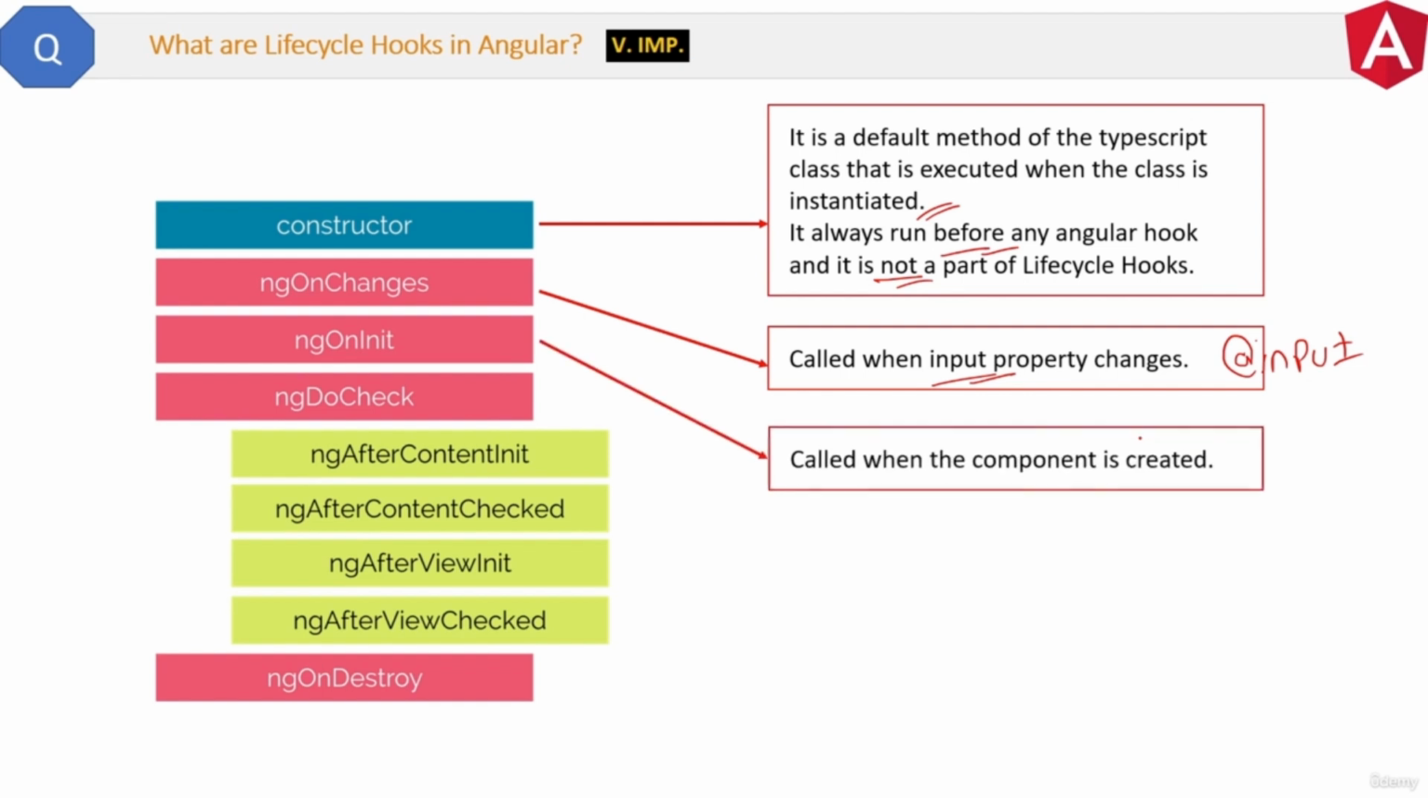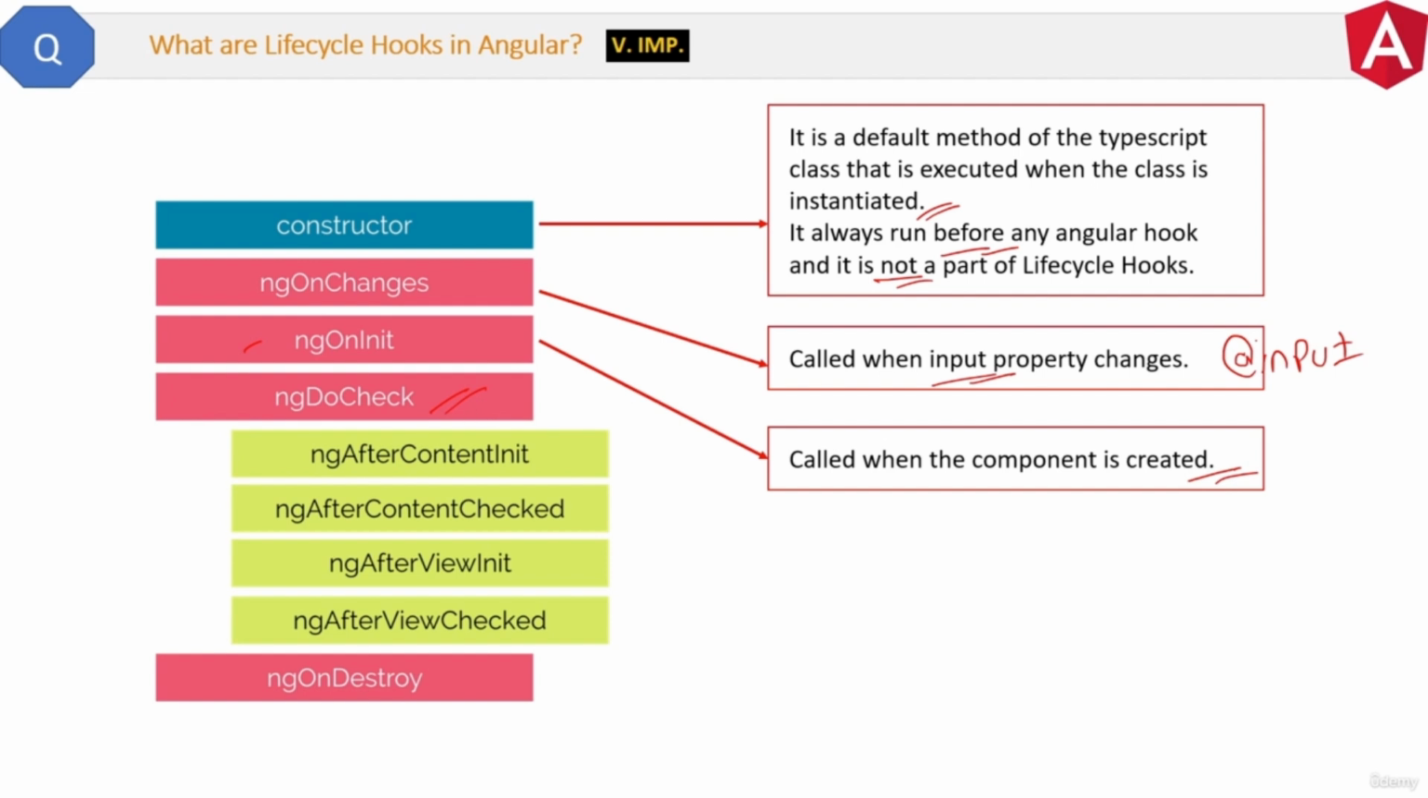Third is ngOnInit. This is the most important hook and it is called when the component is finally created. After this, we have this ngDoCheck. This is not so important, but the purpose is, when the component is finally created via this ngOnInit, and if Angular is not able to detect some changes in the component until then, that thing can be handled in this ngDoCheck hook. So that is its purpose.